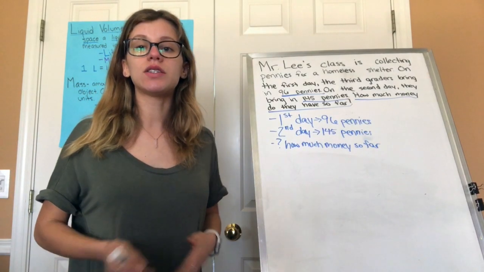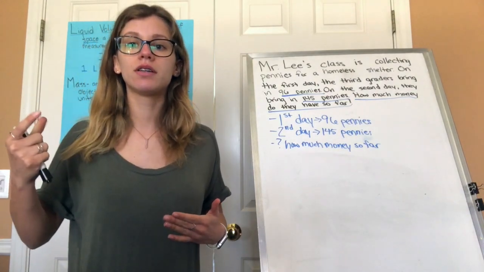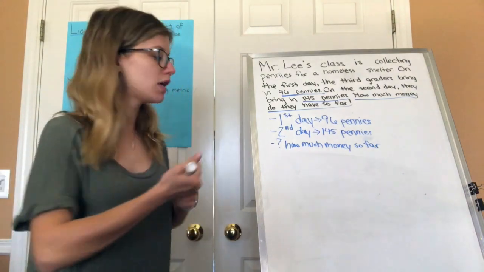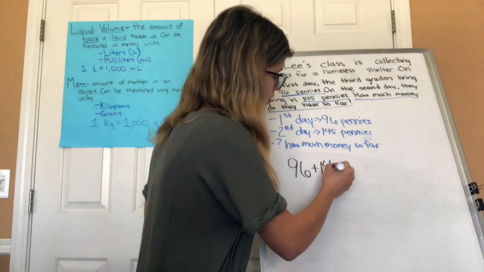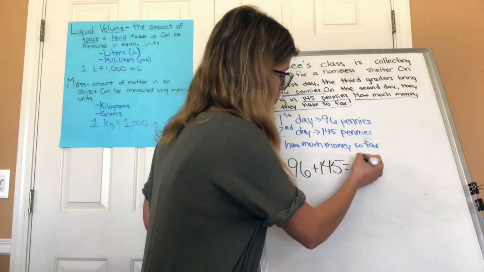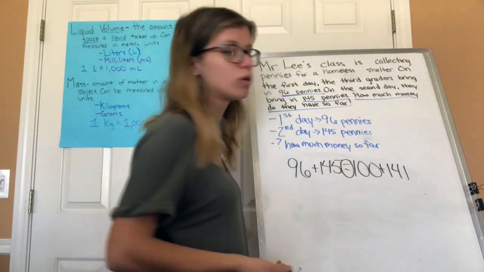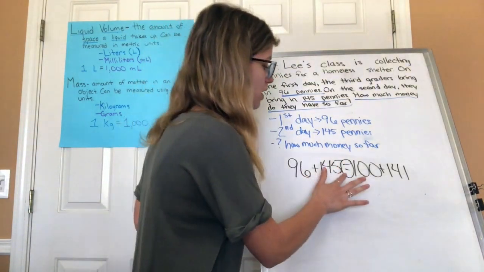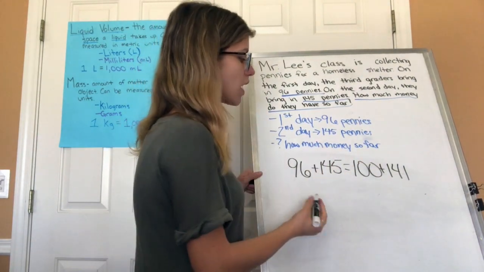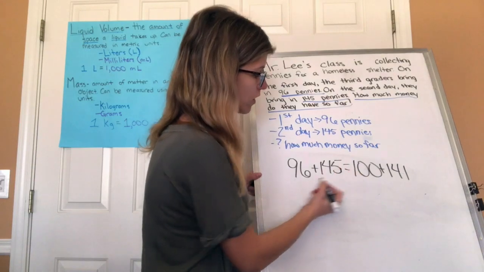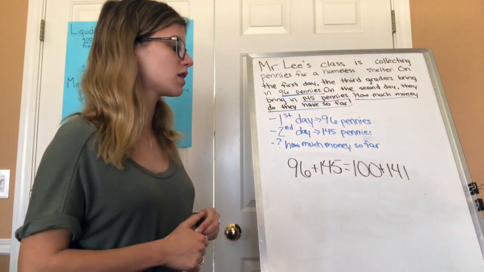So what I just did is I made it easier for myself because I found an easy 100 to round and regroup. But let's think about the equation. Does 96 plus 145 equal 100 plus 141? Remember, when I have an equal sign between two equations, that means that they're the same on both sides. Does 96 plus 145 equal the same thing that 100 plus 141 equals? Pause me and think about it.